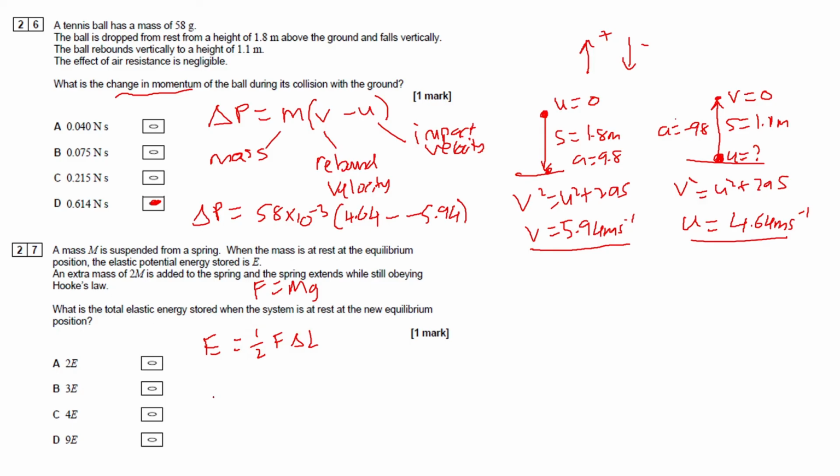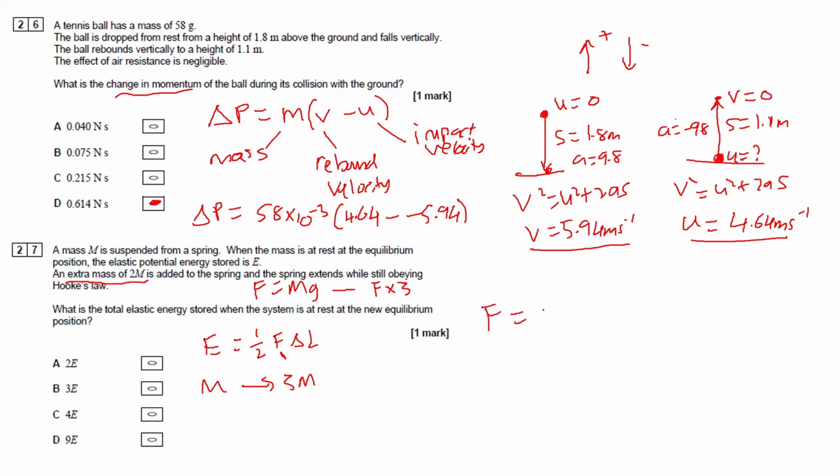And they said this spring now has an extra 2m added. So it went from having a mass of m to a mass of 3m, because 2m plus m is 3m, right? So we've tripled the mass, and if we've tripled the mass, then we've tripled the force. So knowing that, if we've tripled the force, we know in this equation F is multiplied by 3. So that helps us figure out what happens to the F in E equals a half F delta L. So now let's look at delta L, the extension.